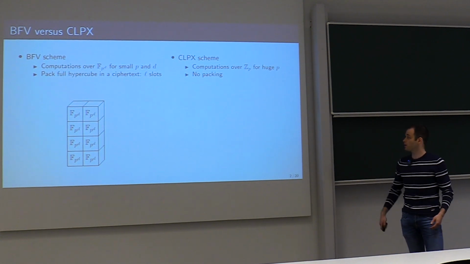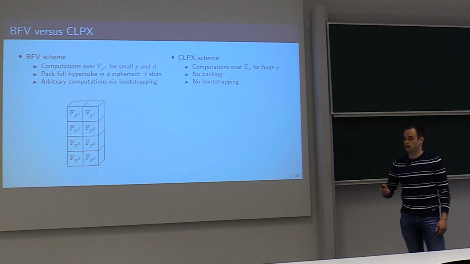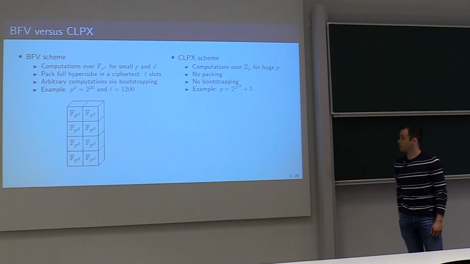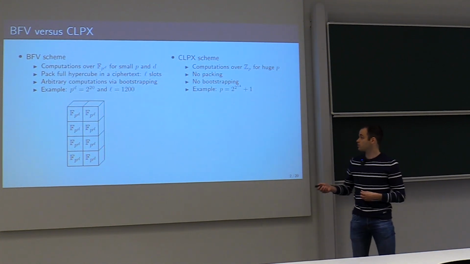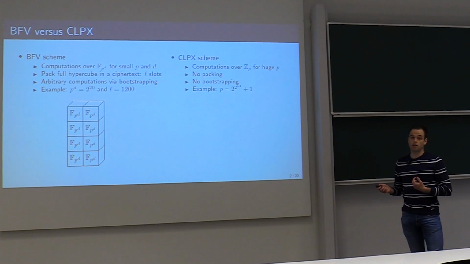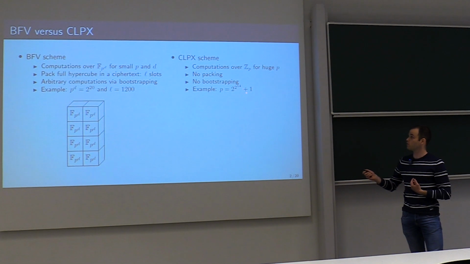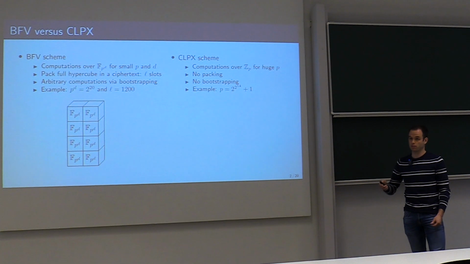So in this toy example, we can pack 8 slots. Moreover, the BFV scheme can compute arbitrary computations via bootstrapping. In CLPX, there is no efficient bootstrapping. And then here I give you some example parameters. Just to give you an intuition, in the BFV scheme, we could encrypt 1,200 finite field elements. In the CLPX scheme, we could be working with a characteristic that is this 2 to the 14-bit number here. So note in CLPX, this p is really a huge number.